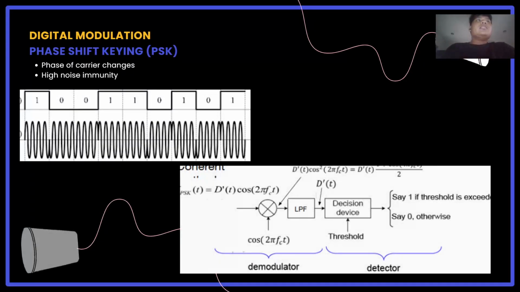Next, we will touch on the second one, phase shift keying, or PSK. In PSK, information is encoded by changing the phase of the carrier signal. Binary PSK uses two phases separated by 180 degrees. PSK requires coherent detection but provides excellent noise immunity. So for example, this is the coherent detection circuit, or block diagram, you can see.